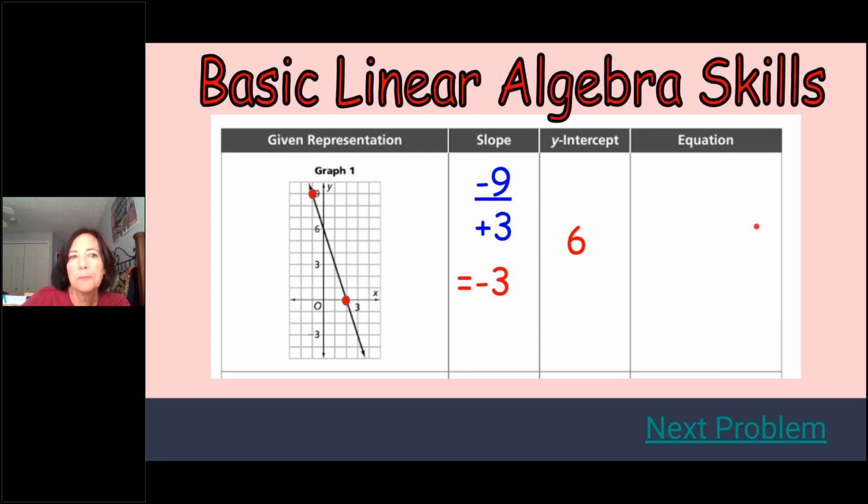Now we need to write the equation. And remember, standard equation of a line or slope-intercept form of the line is y equals mx plus b. So we know it's going to start y equals, instead of m, we're going to fill in the slope, which is -3. And then we're going to put down our x, and then we're going to say plus, and instead of b, we're going to put down the 6, because that is our y-intercept. And our equation will look like y equals -3x plus 6.